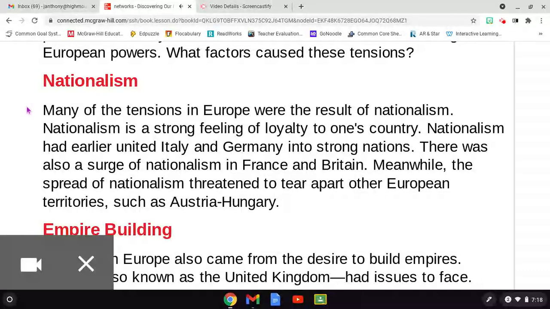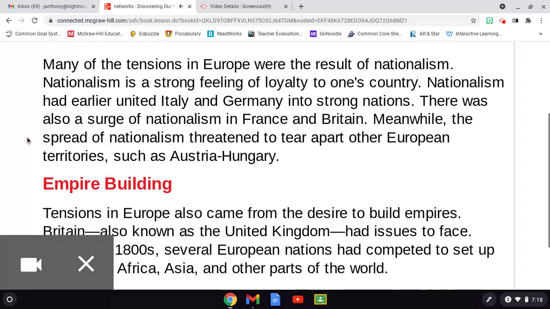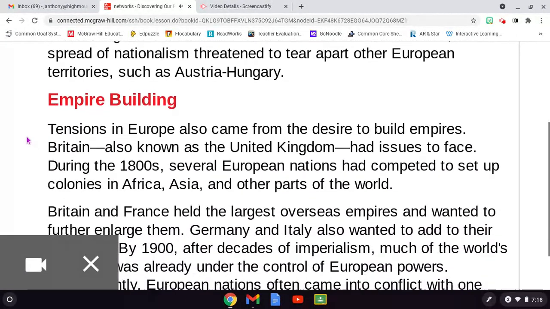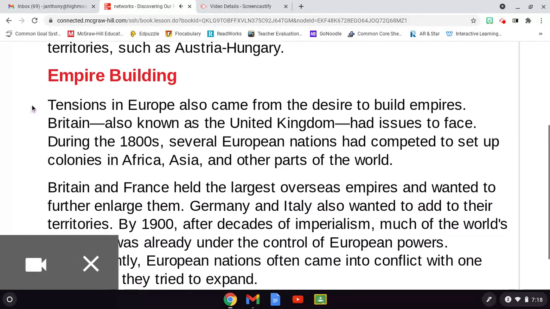Nationalism had earlier united Italy and Germany into strong nations. There was also a surge of nationalism in France and Britain. Meanwhile, the spread of nationalism threatened to tear apart other European territories, such as Austria-Hungary. Empire building. Tensions in Europe also came from the desire to build empires.